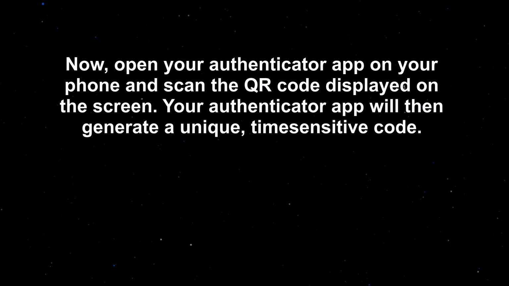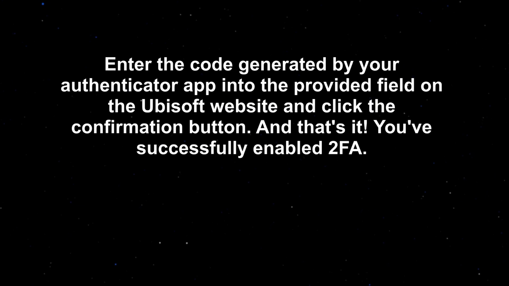Now, open your Authenticator app on your phone and scan the QR code displayed on the screen. Your Authenticator app will then generate a unique, time-sensitive code. Enter the code generated by your Authenticator app into the provided field on the Ubisoft website and click the confirmation button. And that's it. You've successfully enabled 2FA.